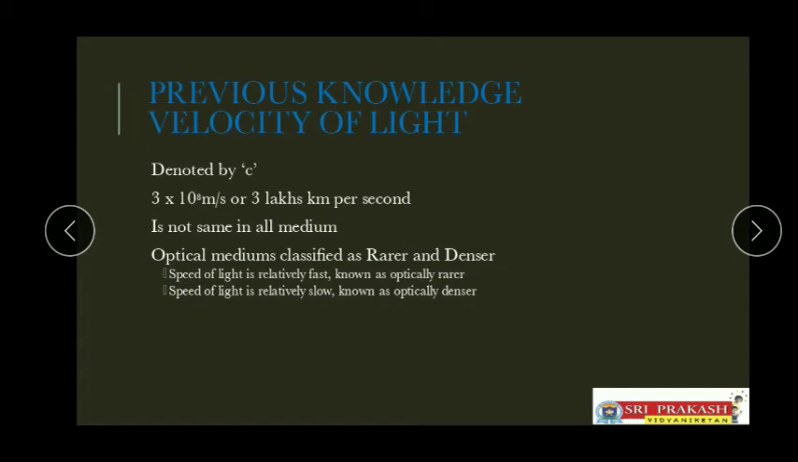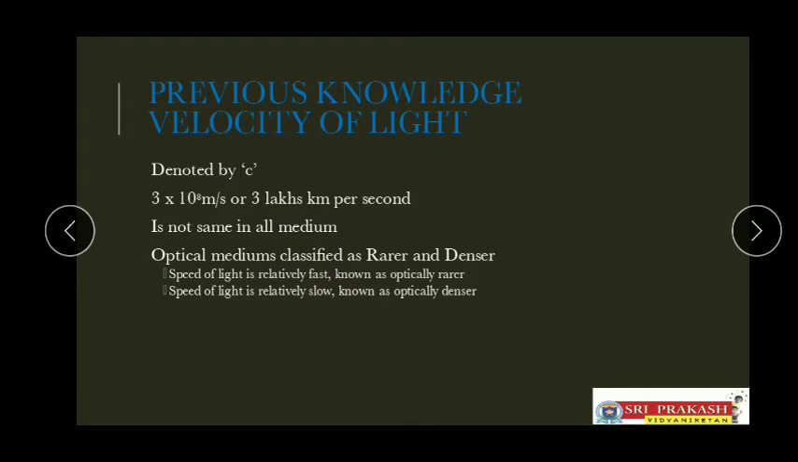As a part of previous knowledge, just remember and recollect, the velocity of light is denoted with the letter c and it is 3 into 10 power 8 meter per second, or 3 lakh kilometer per second. It is not going to remain the same in all the mediums. In simple words, light is going to travel fast in a few mediums and slow in other mediums.